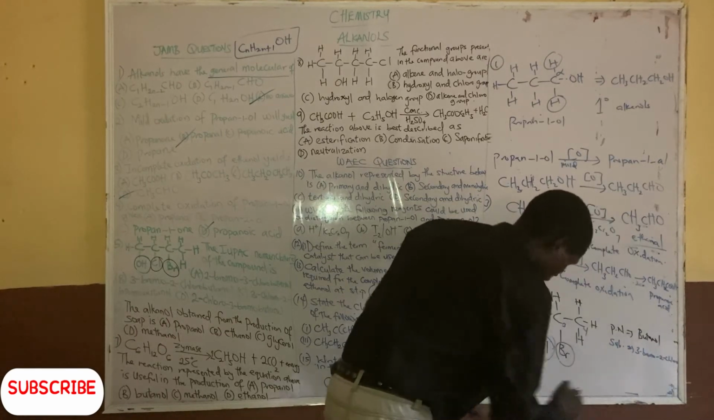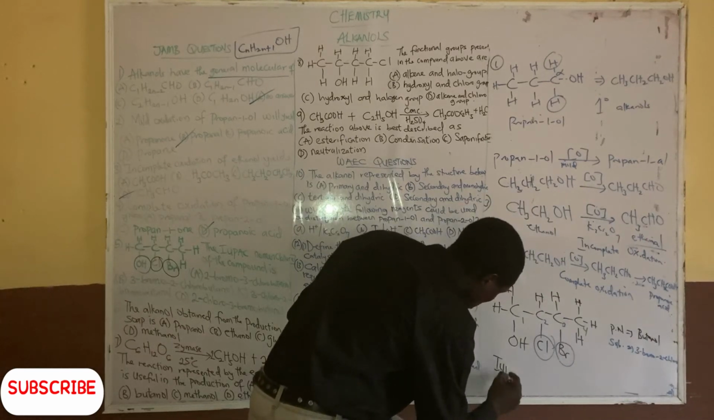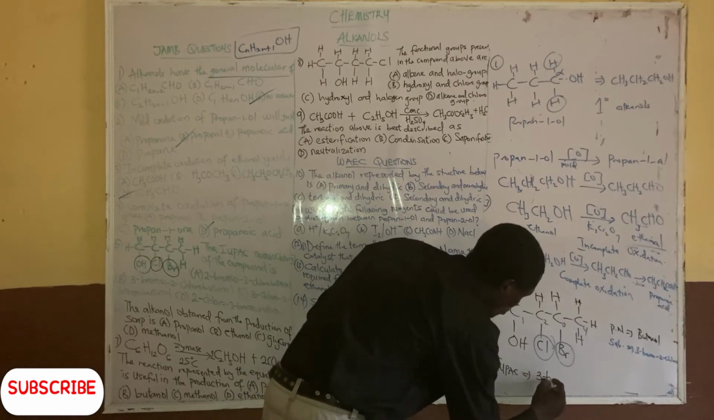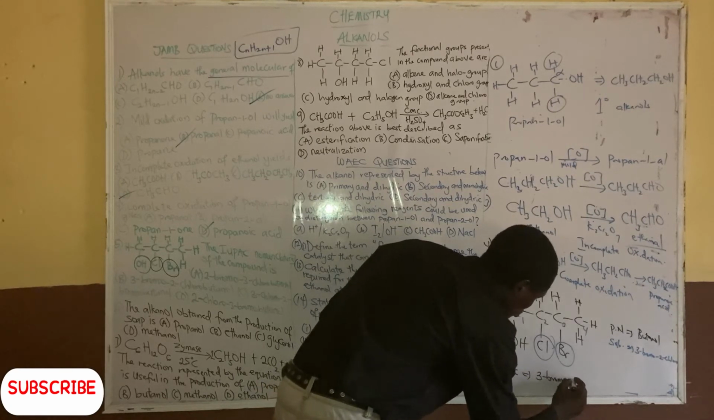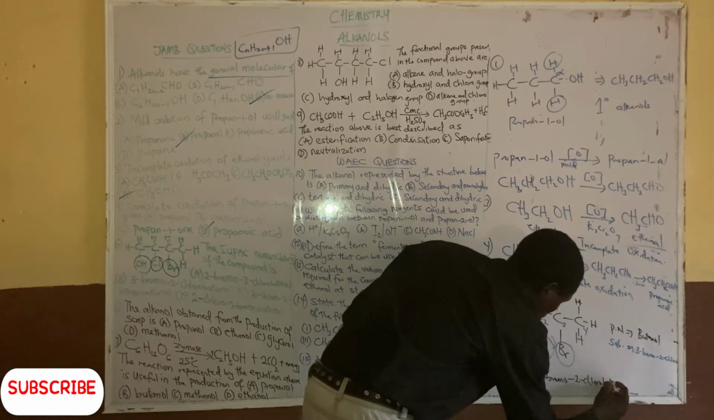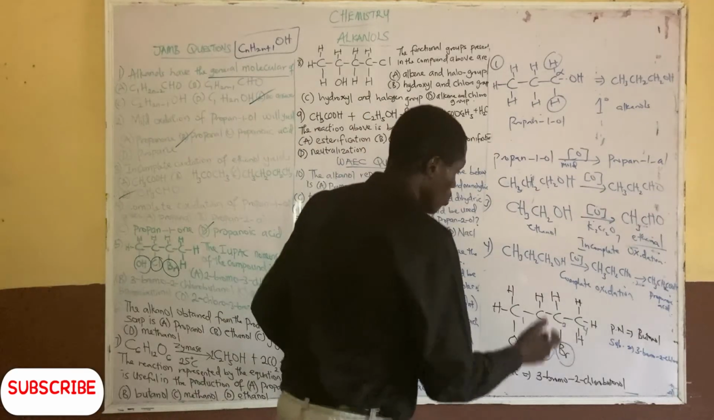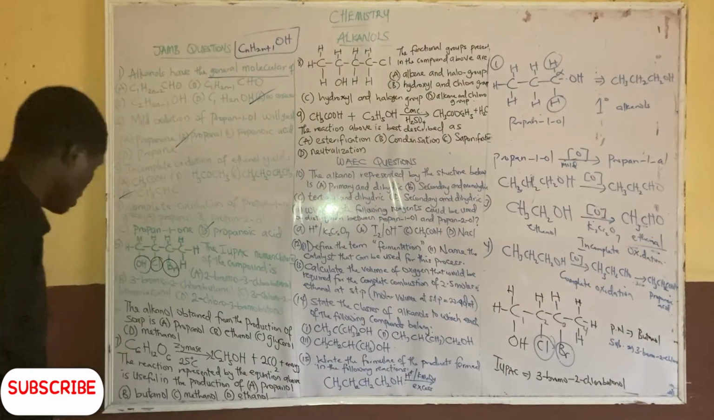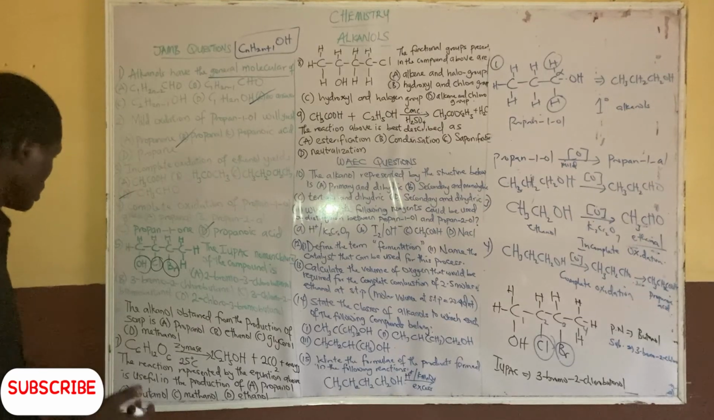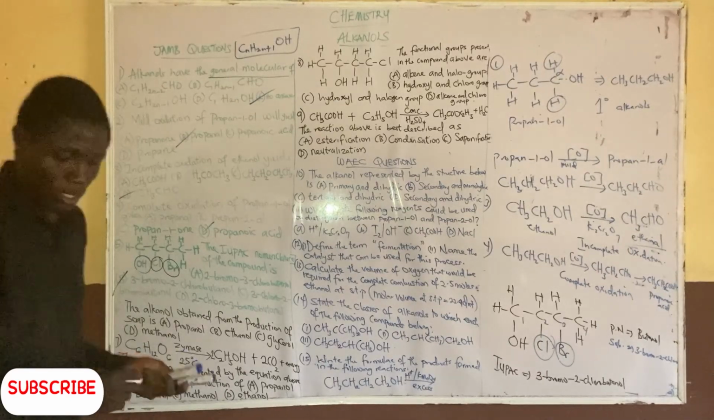So the IUPAC name of the compound will now be 3-bromo-2-chlorobutanol. So what do we have there? 3-bromo-2-chlorobutanol. So option B.